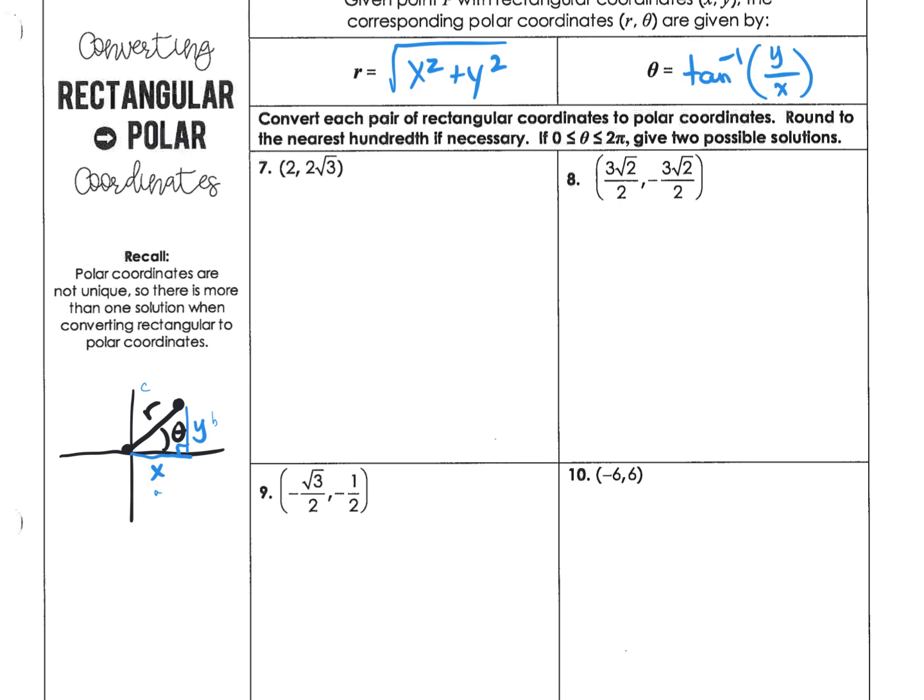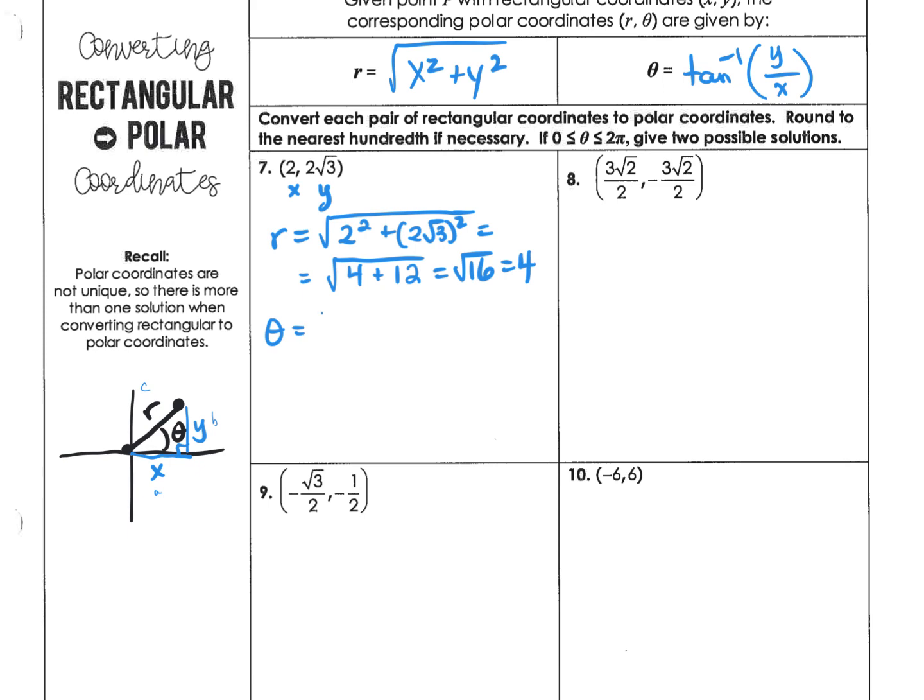All right, so this is x and this is y. Let's find our things using the formulas. For r, we're going to do the square root of 2 squared plus 2 root 3 squared, which is 4 plus 4 times 3, which is 12. So this is the square root of 16, which is 4. So my r is 4.